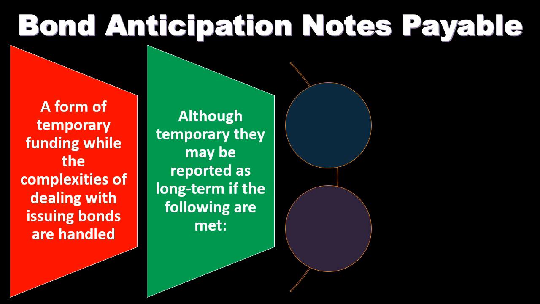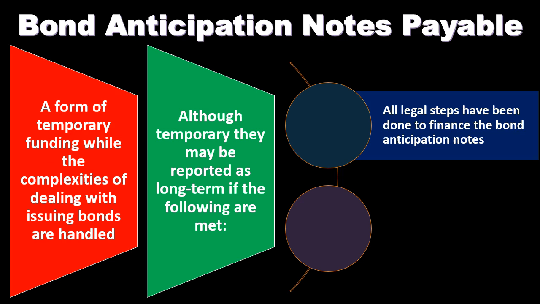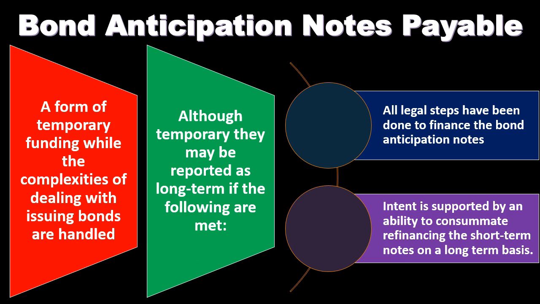And typically we're going to say, well, it doesn't really make sense for us to record the bond anticipation note payable in the fund accounting, even though it's short-term, because in essence, it's there to finance long-term debt, since it's going to be paid off once we issue the bonds, which is going to be a long-term debt. So for that reason, it may be recorded as long-term if the following are met. One, all legal steps have been done to finance the bond anticipation note, and two, intent is supported by an ability to consummate refinancing the short-term notes on a long-term basis.